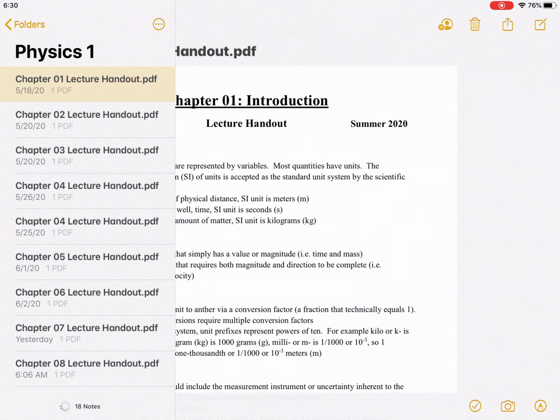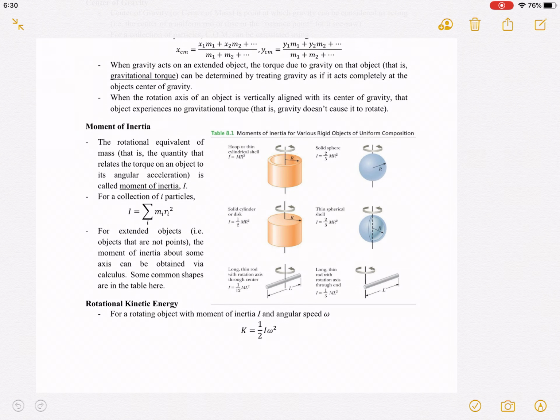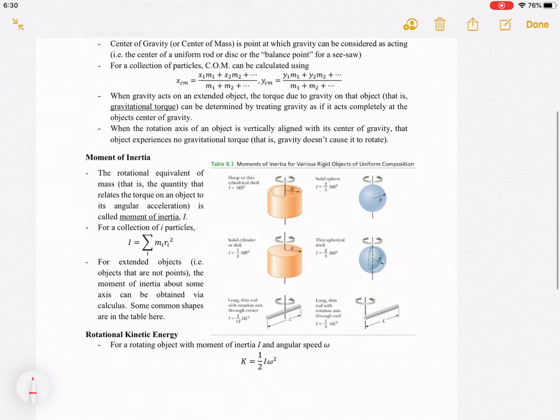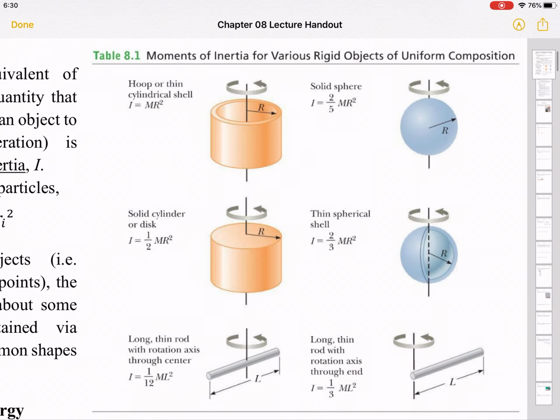And this is the sort of result you get. So for a thin hoop, I'll highlight these as I talk about them. For a thin cylindrical shell, that's just mr squared, because all of the mass is a distance r from the center. If it's a solid disk or cylinder, uniformly distributed, it's half mr squared.